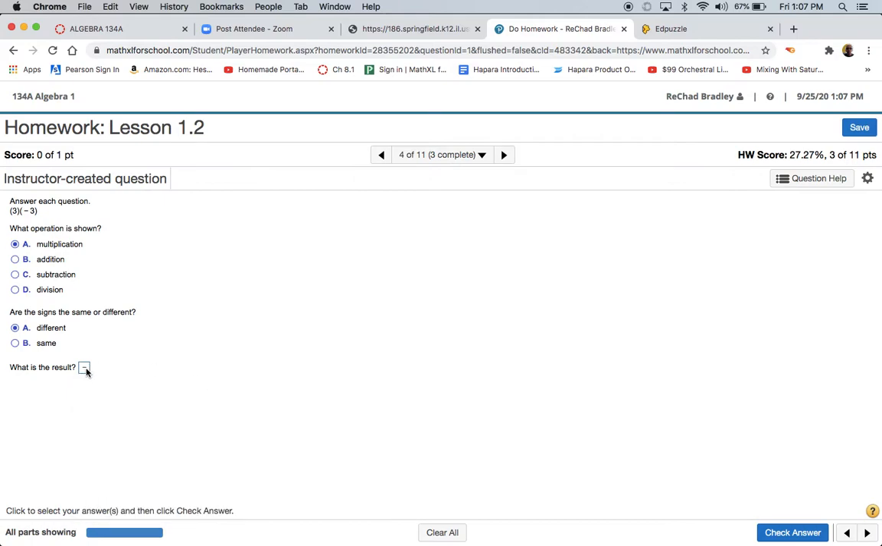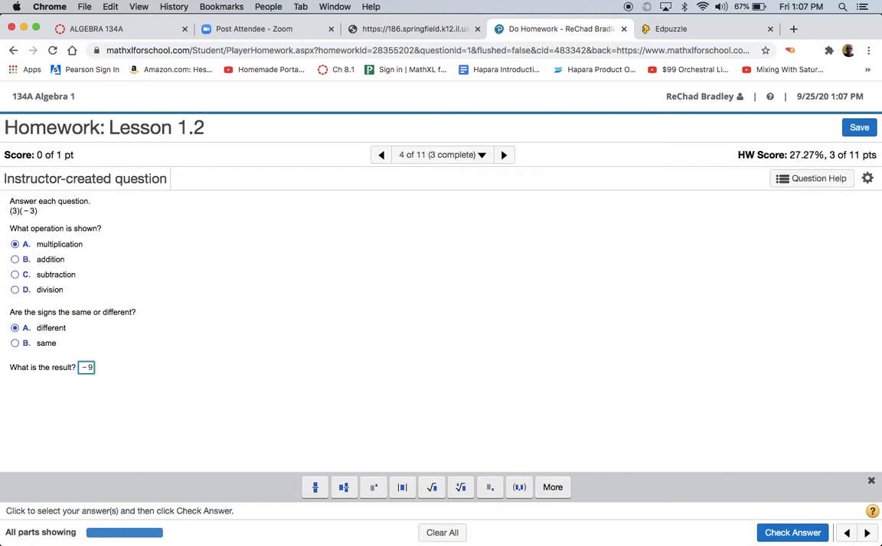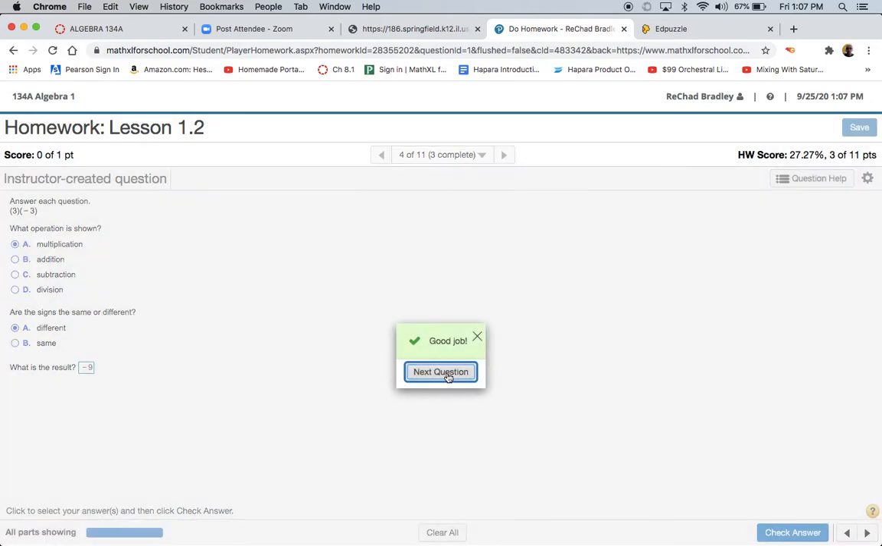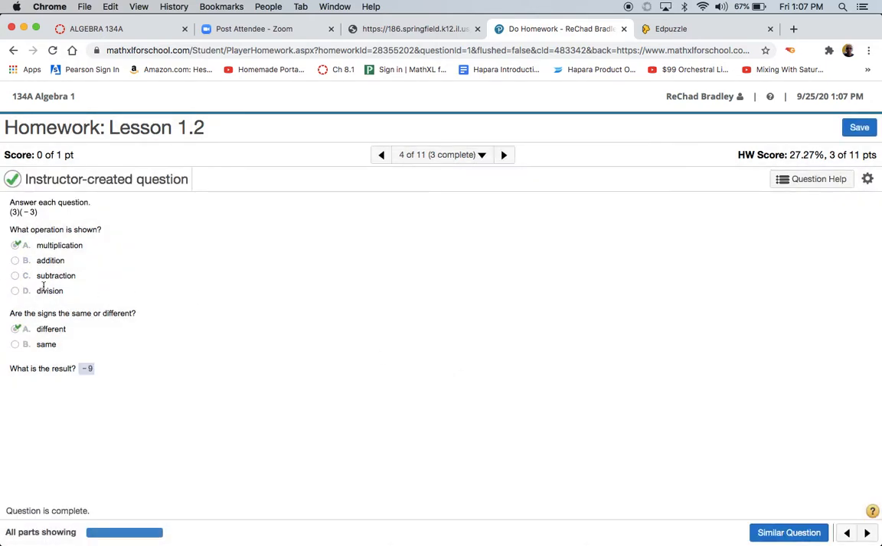Actually, yeah, you do have negative 9 on that, don't you? So negative 9 should be what we get because the signs are different. Again, when the signs are different, it's going to be negative when you multiply. When the signs are the same, it's going to be positive.